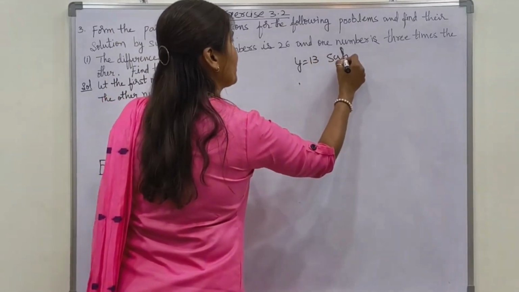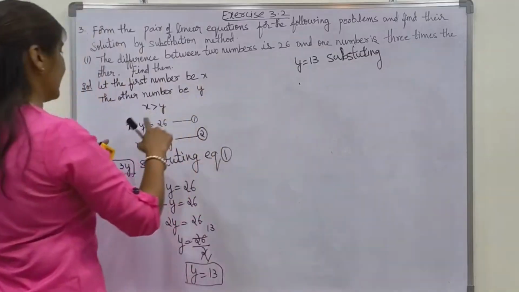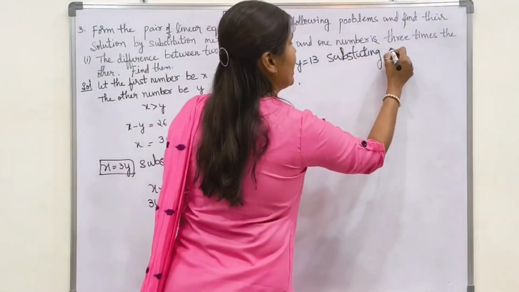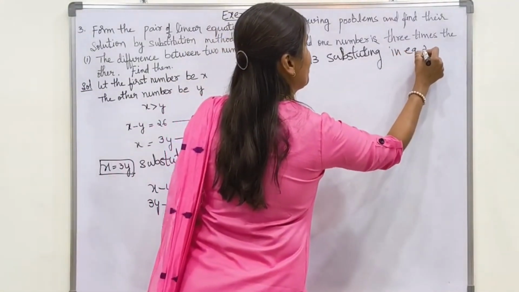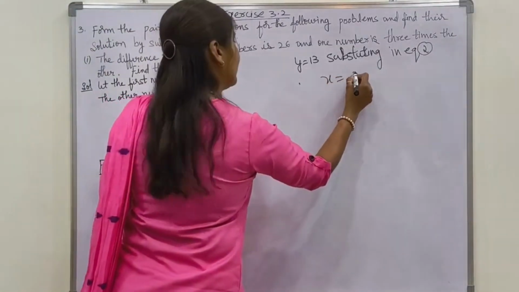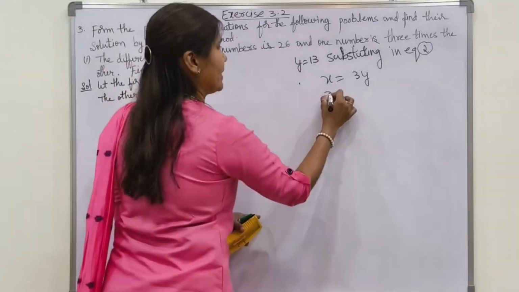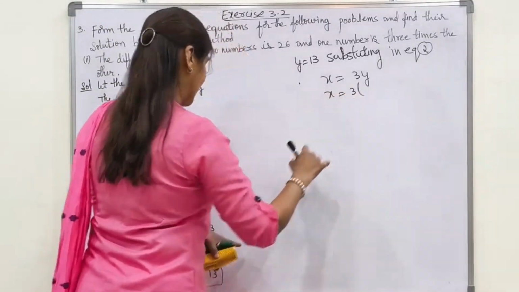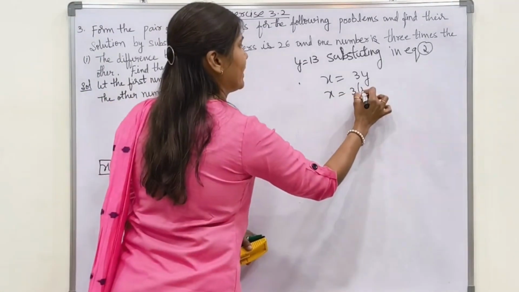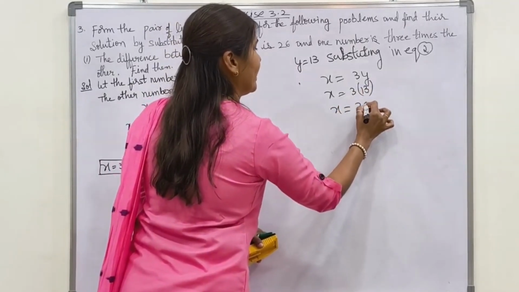Substituting in which equation? Equation 2. Substituting in equation 2. What is equation 2? Write it. X is equal to 3y. X value we don't know, write like this only. 3 into what is the y value? Y value is 13. So x is equal to 3 times 13, which is 39.